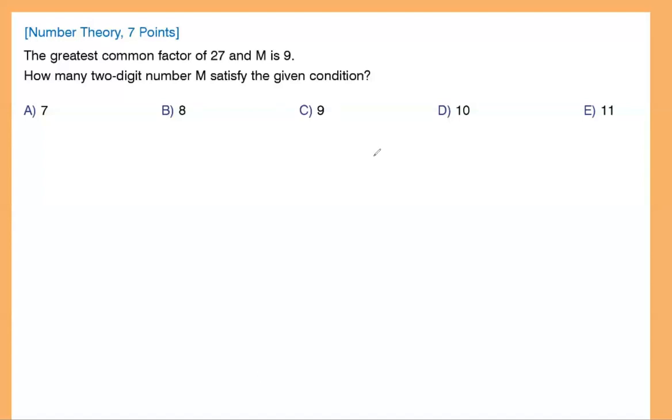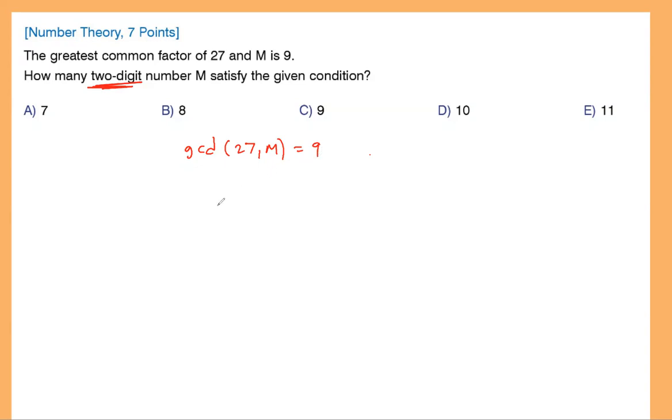So what we have now is a number theory problem. The greatest common factor of 27 and another number is 9. So how many two-digit numbers M satisfy this condition? So the GCF or GCD, I'm going to use GCD, of 27 and M is 9. Which means M should be a multiple of 9. Okay, since we are looking for a two-digit number, we don't have too many.